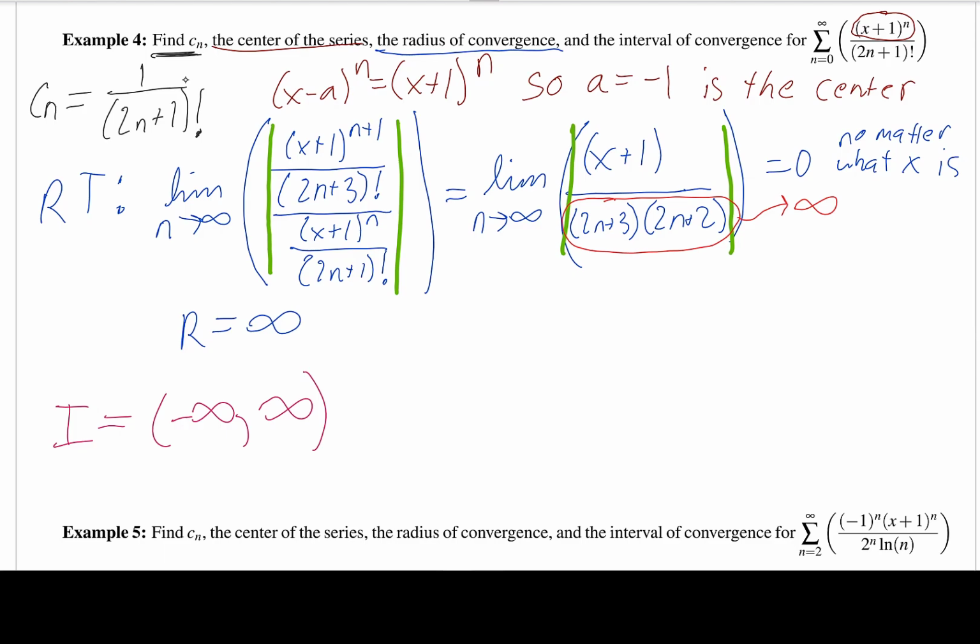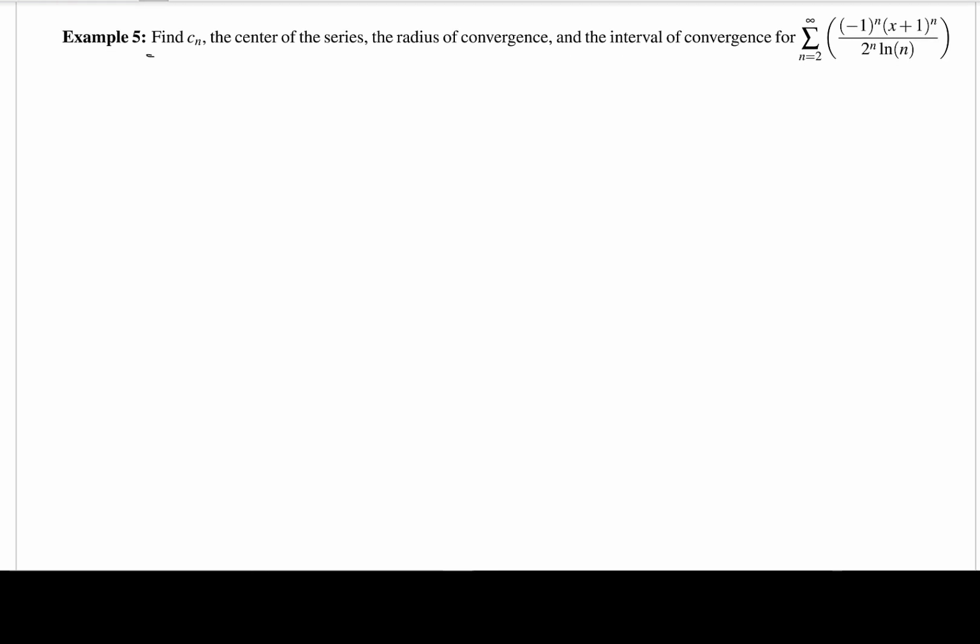Okay. Now let's take a look at number 5, which admittedly looks a lot more difficult. Okay, so we'll start off by finding our c sub n. We'll notice that we've already been given our (x - a)^n. We don't really have to mess with this. And so then c sub n will be everything else. So we'll have (-1)^n over 2^n times the natural log of n. Fun stuff, right? And so we can see right here that this c sub n is far more complicated than any c sub n we've been dealing with so far.